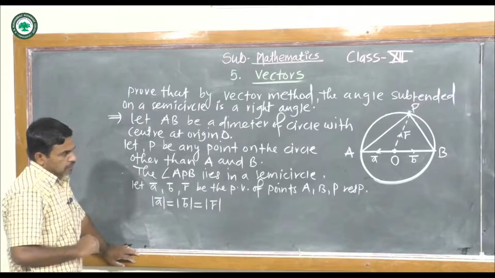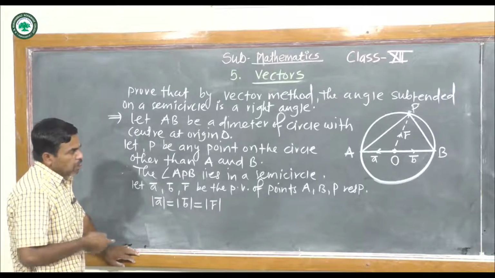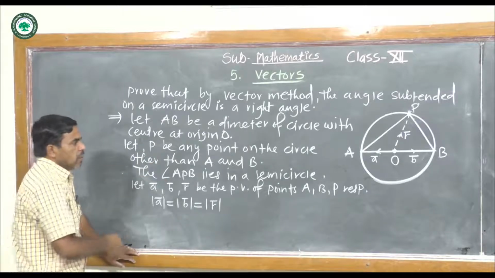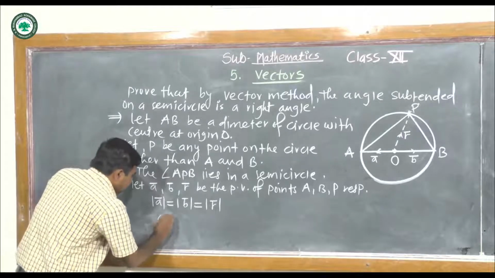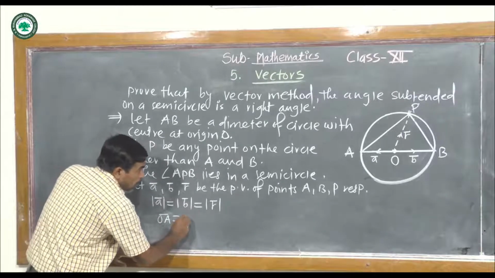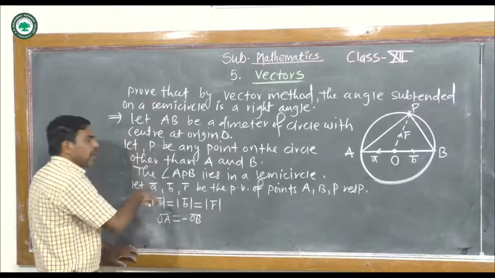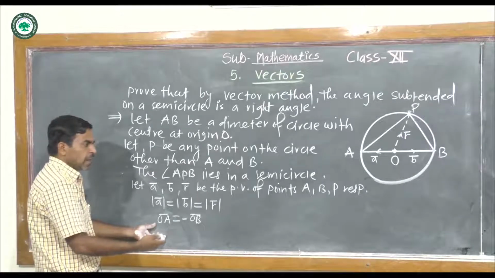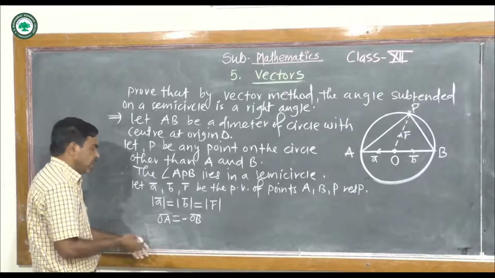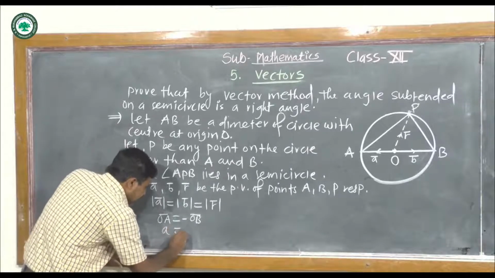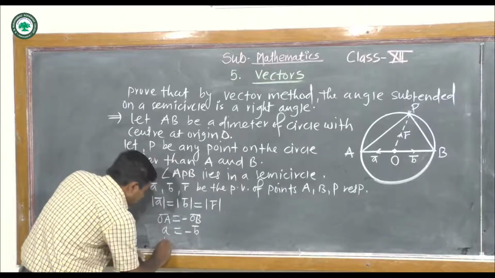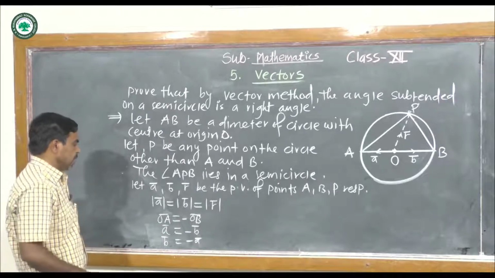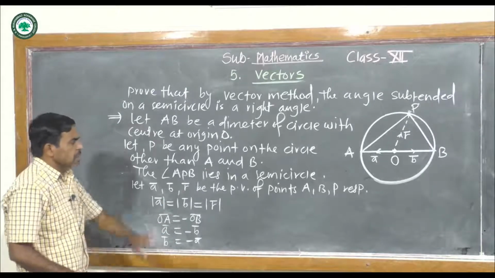Also OA bar and OB bar have equal magnitude but opposite direction. So here we can write OA bar is equal to minus OB bar, or OB bar is equal to minus OA bar. It means B bar can be written as minus A bar, or A bar can be written as minus B bar. Among these two, you can write any one of them.